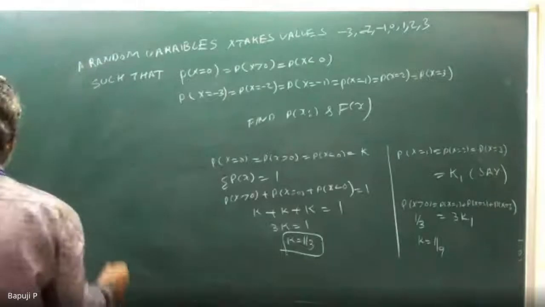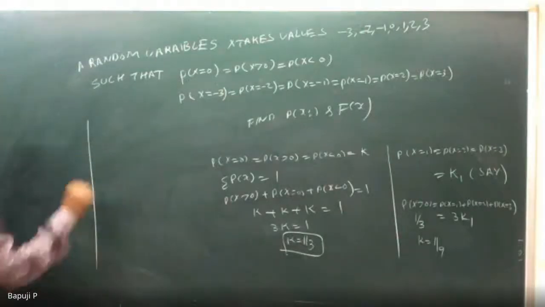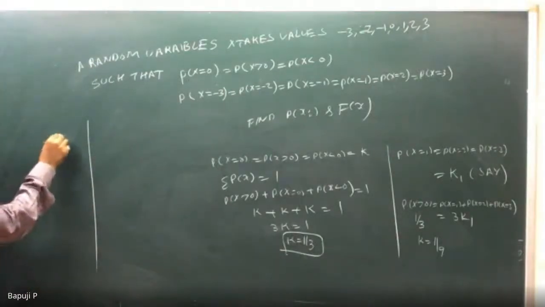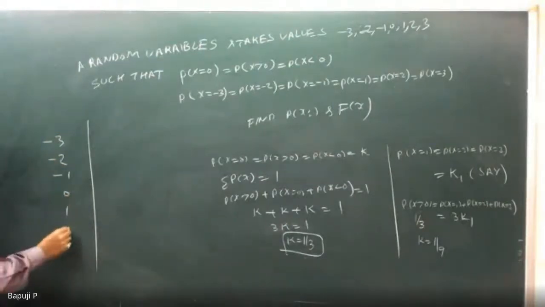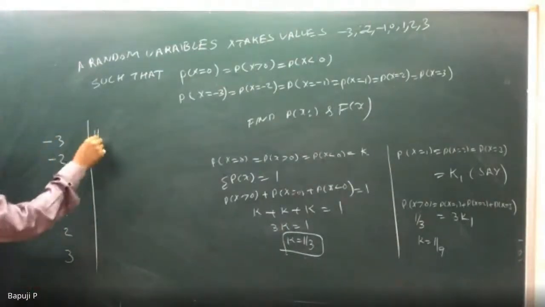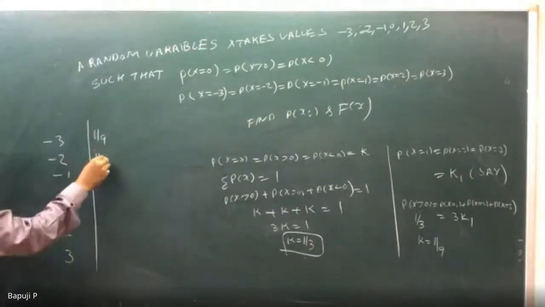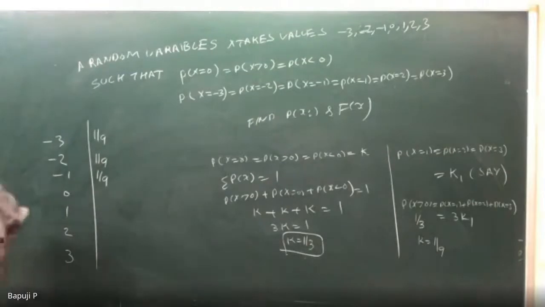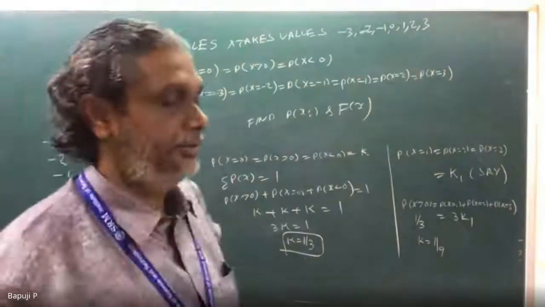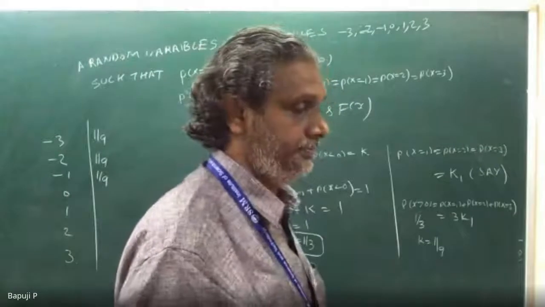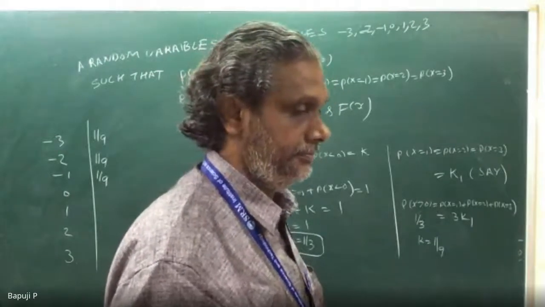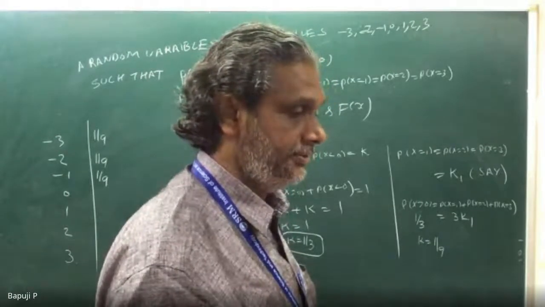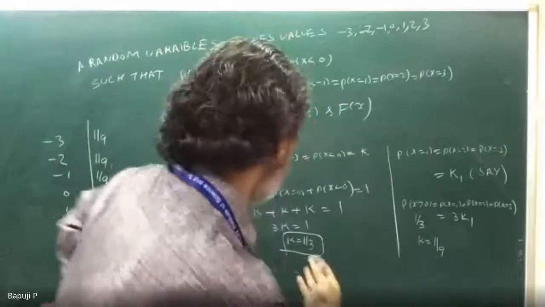Yes, sir. Now if you want, you can write it like a table: -3, -2, -1, 0, 1, 2, 3. -3 is 1 by 9. Obviously, if you want to write from the table, this is 1 by 9, 1 by 9. But x equal to 0 is what? 1 by 3, we got it, you know.